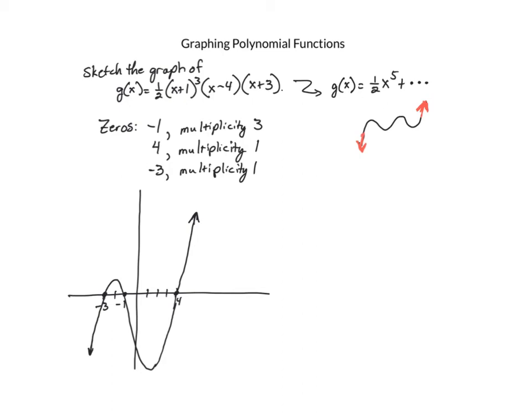There are a couple of details I want to talk about. One, I want to label this y-intercept. So we find our y-intercept by making x equal to 0. So we have g of 0 equals 1/2 times 0 plus 1 cubed times 0 minus 4 times 0 plus 3. So we have 1/2 times 1 times -4 times 3, and that is -6.